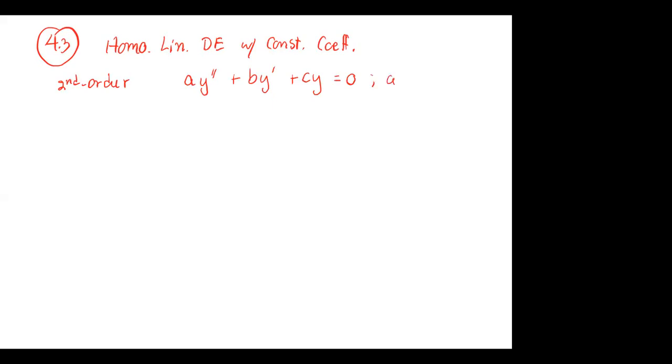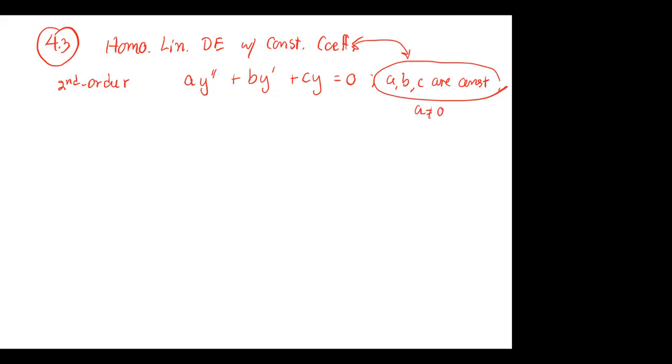In this case, a, b, and c are real numbers, they are constants. We use that term, so that's why it's called that way. So a, b, and c. A cannot be 0 because we are looking at the second order. Otherwise, no second order again.